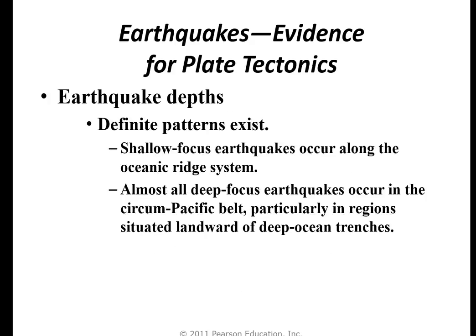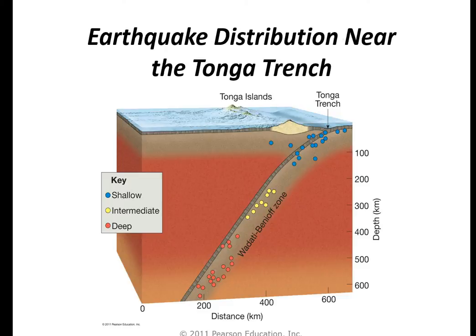Definite patterns do exist. Shallow focus earthquakes occur along the oceanic ridge system. Almost all deep focus earthquakes occur in the circum-Pacific belt, particularly in regions situated landward of deep ocean trenches. So here we see a zone of earthquakes, and we see the Tonga Trench here in the Tongan Islands in the ocean, and we see the different earthquakes occurring along that trench in shallow, intermediate, and deep layers.